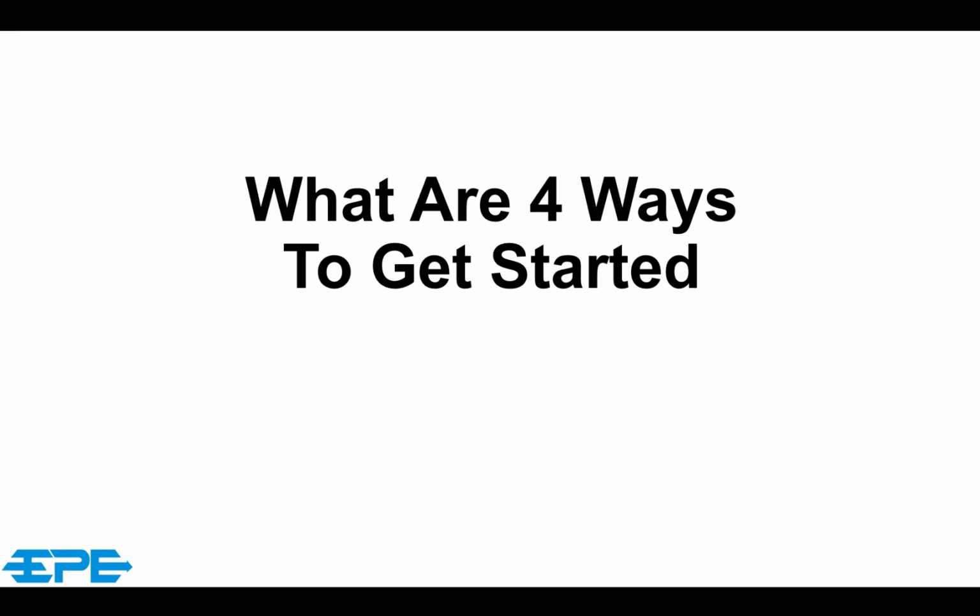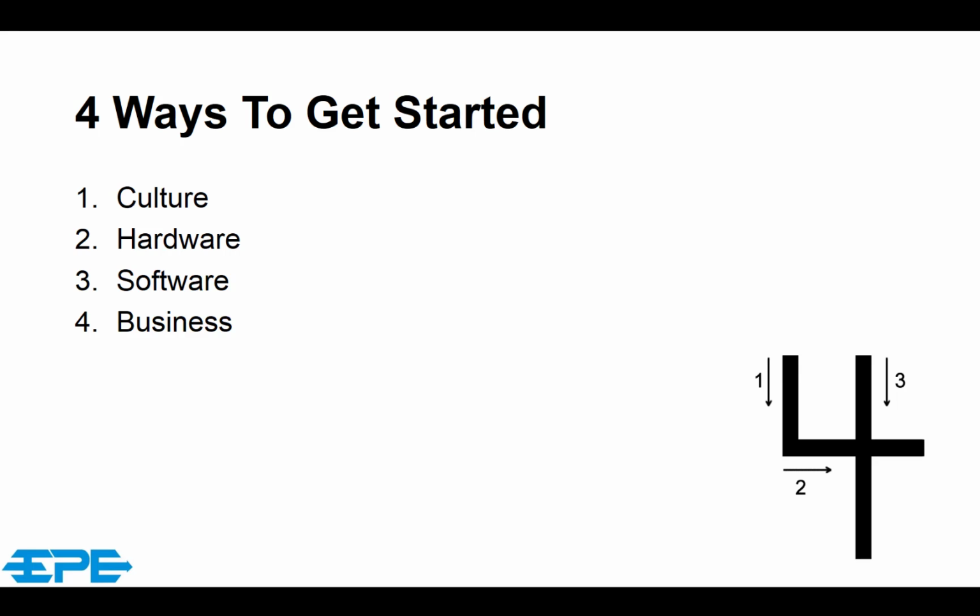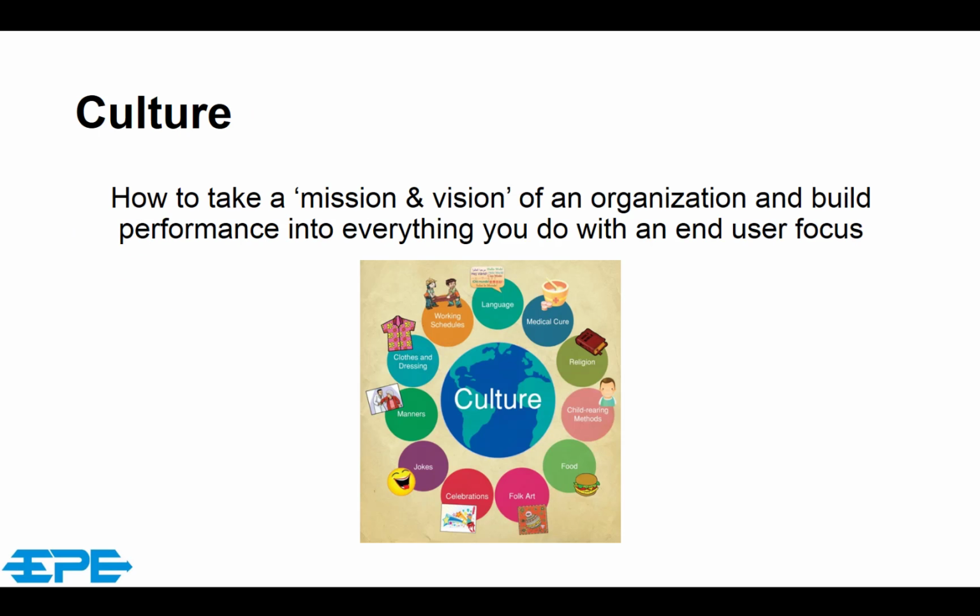As we jump into these 4 ways to get started, the 4 that I've outlined and that we'll be talking through briefly have to do with culture, hardware, software, and the business. So again, these are the 4 ways that we should start thinking about effective performance engineering. We'll step through each of these, get into a little more detail, and give some very specific examples. Some of these do come out of the book as well, so that you can reference that in that context and bring it to your organization.